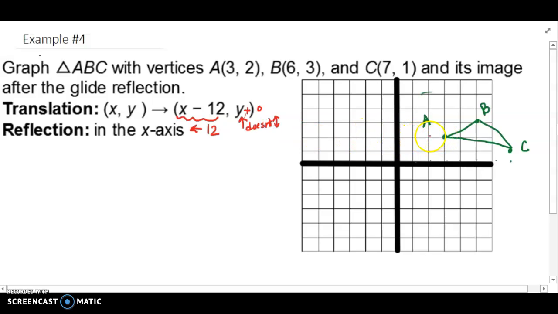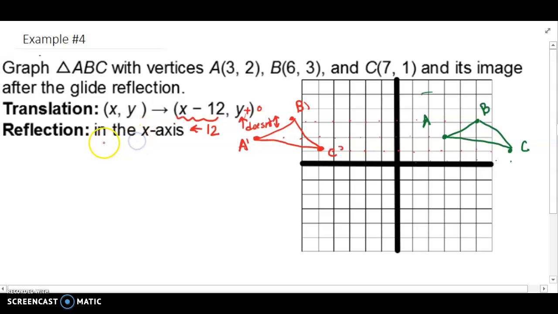I don't know if I have room. 3, 4, 5, 6, 7, 8, 9, 10, 11, 12. So it's somewhere around here. Here's my A prime. B is 1, 2, 3, 4, 5, 6, 7, 8, 9, 10, 11, 12. And C, 1, 2, 3, 4, 5, 6, 7, 8, 9, 10, 11, 12. So here's my C prime. So this is what I would get after the translation.